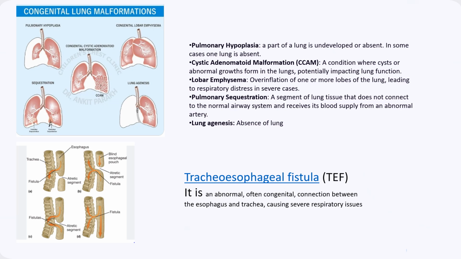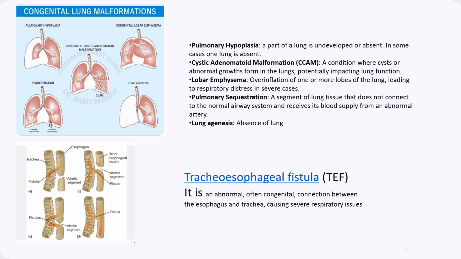The third one is lobar emphysema. It's nothing but over-inflation of one or more lobes of the lungs, leading to respiratory distress in severe cases. The fourth one is pulmonary sequestration. It's a segment of lung tissue that does not connect to the normal airway system, so it receives its blood supply from an abnormal artery only. So maturation will not be proper here. And the fifth one is lung agenesis, which is nothing but absence of lung.